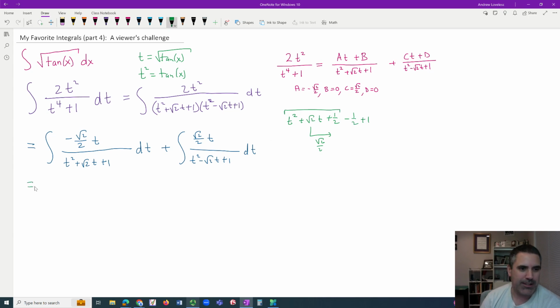So if I was doing this, I think that's what I would have done, is I would have written, let's take the negative square root of 2 over 2 out. And there might even be a way to make the constants nicer, but then I would have had a t here. And I would have had a t plus root 2 over 2 squared plus 1/2 dt.